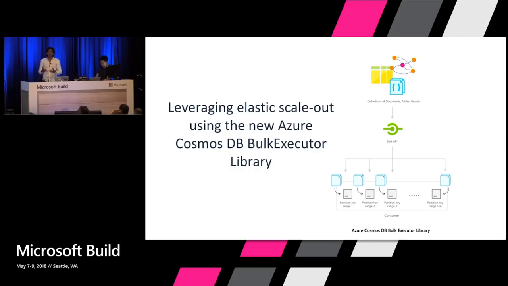And that's where the bulk executor library, which we are now GAing, comes in. So what is the bulk executor library? It's an extension library to our core SDK, which allows you to perform bulk operations on Cosmos DB via APIs, which we now support for bulk import, bulk update, bulk delete. And I'll go into further details about that. We're GAing it in both .NET and Java.